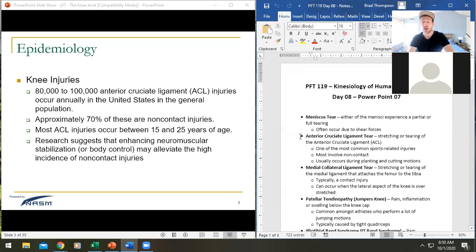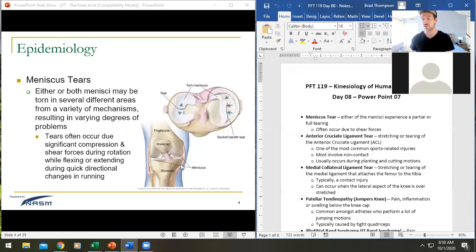And so how are we going to work on this? How do we reduce the risk of ACL injuries? Well, a lot of research suggests that enhancing your stabilization, so your body's ability to control itself, may actually reduce the risk of those injuries. So a lot of balance training, a lot of core training, things like that.